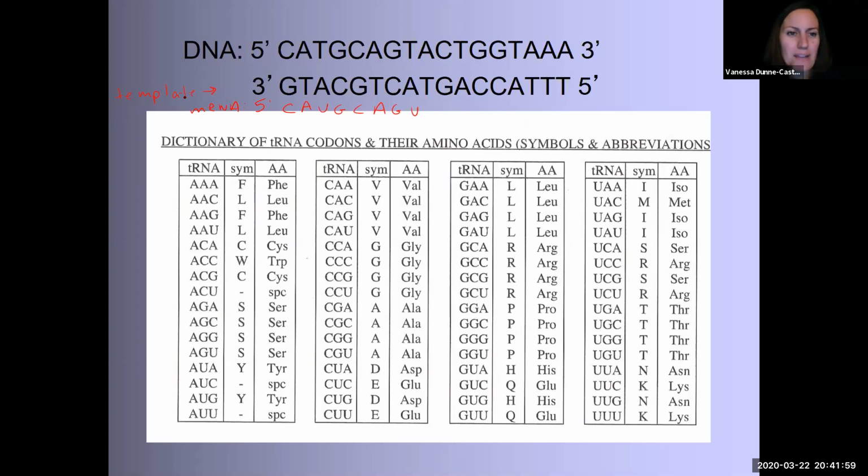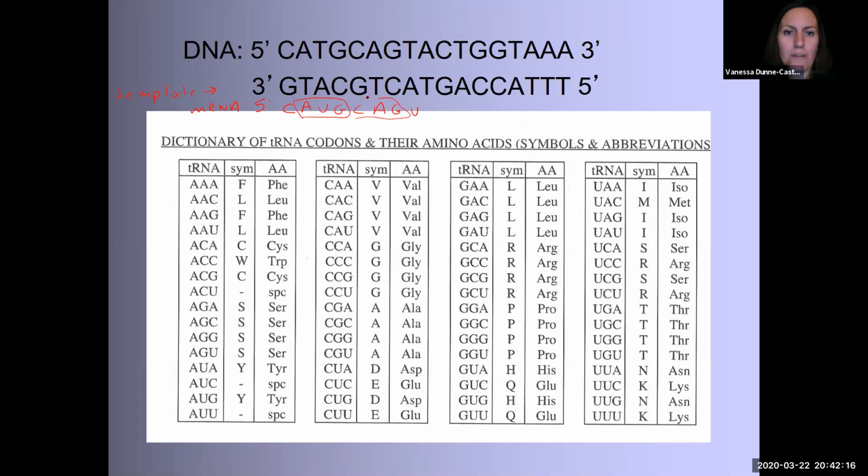Okay, so here we have step 1, find the template. Step 2, find the mRNA transcript. Step 3, find the AUG. I've already shown you this one since this is the exact same sequence. So here's our first AUG. And again, we'll group them in groups of 3.